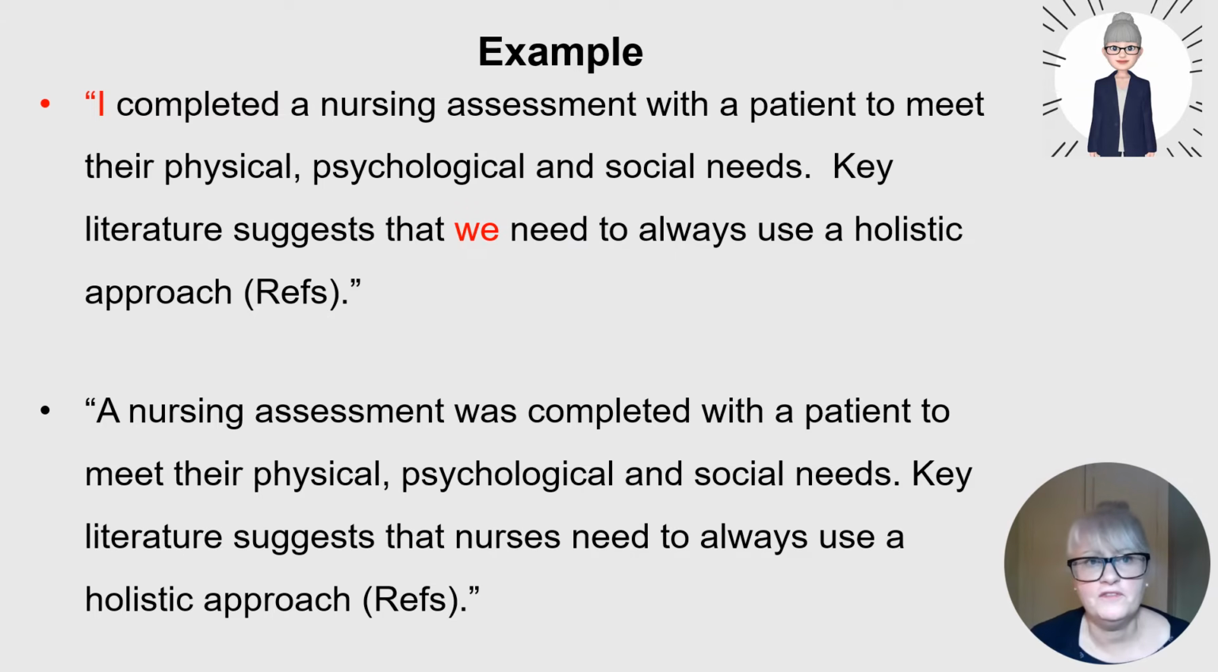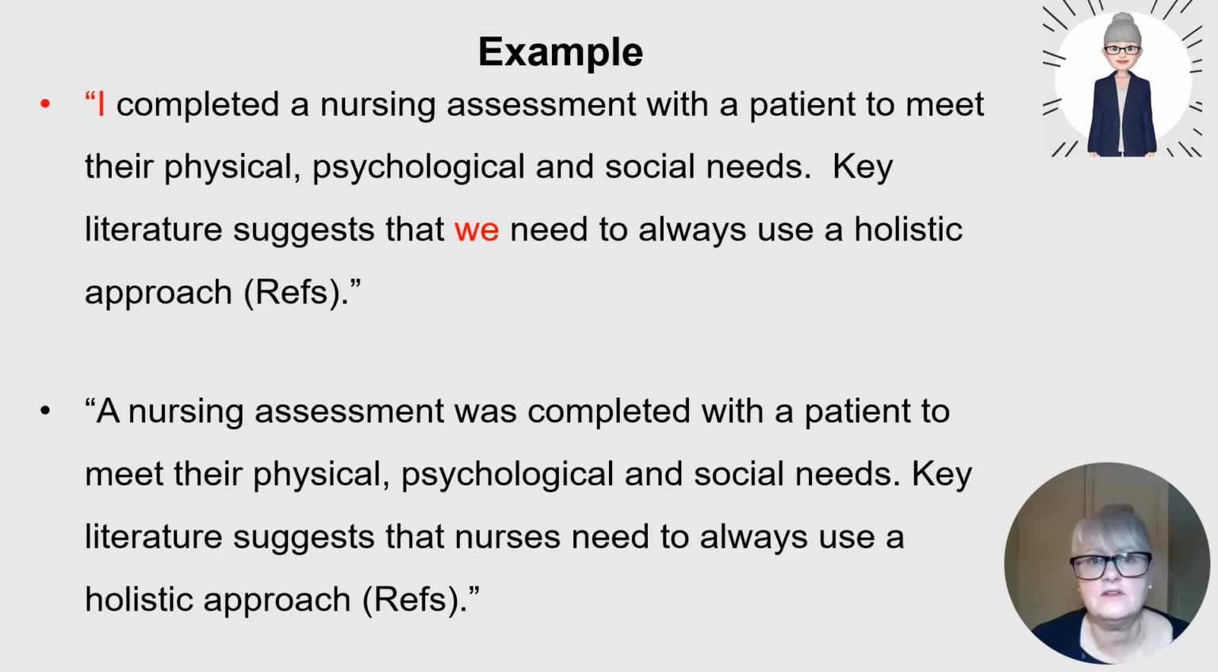So another example of first person versus third person. I completed a nursing assessment with a patient to meet their physical, psychological and social needs. Key literature suggests that we need to always use a holistic approach. So using words I and we show that this writer is using a first person perspective. Now, if a marker sees the we, they're going to probably say, who is we referring to? Is it referring to you, to other nurses, to medics, to you and the patient? It's not specific enough.